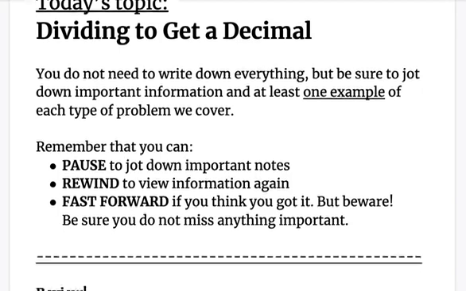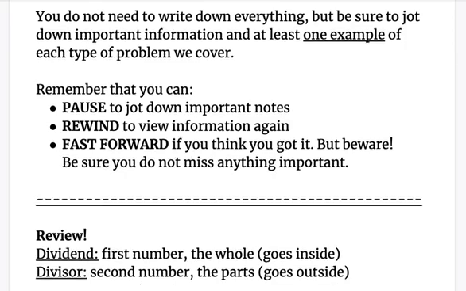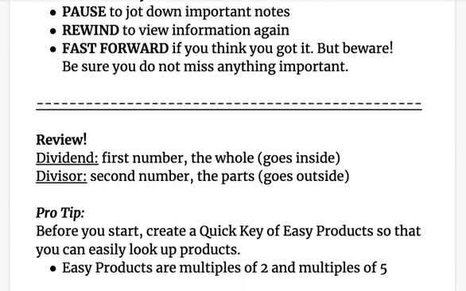So let's begin. As a review, the dividend is the first number, or the whole, and that goes inside of your division problem. The divisor is the second number, and it's the amount of parts that you're dividing your whole into, so that goes on the outside. Remember our pro tip that you can always create a quick key of easy products so that you can easily look up products. Easy products are multiples of 2 and multiples of 5.